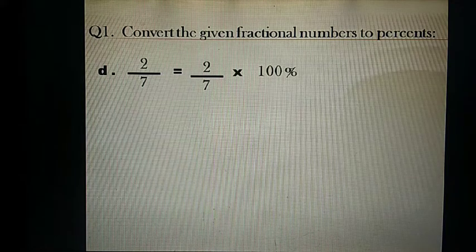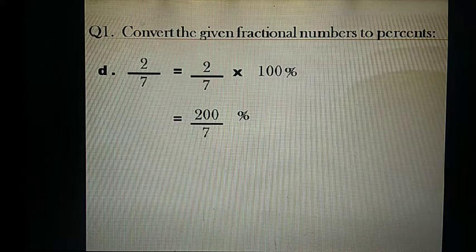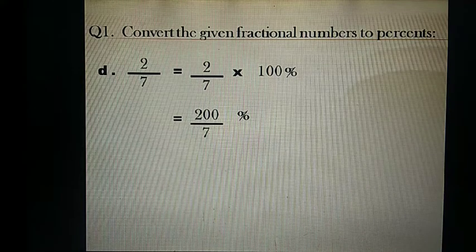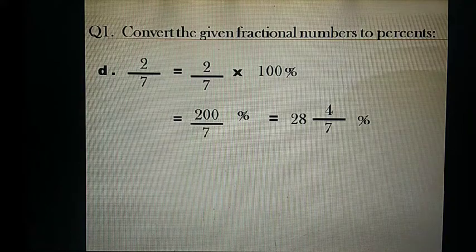Again, the fraction here is 2 upon 7. Multiply it by 100%. Here no cancellation is possible. So multiplying 100 by the numerator, you will get 200 upon 7. It's not possible to divide 200 by 7 completely. So you can divide it and write the answer in mixed fraction form as 28 4 by 7 percent.